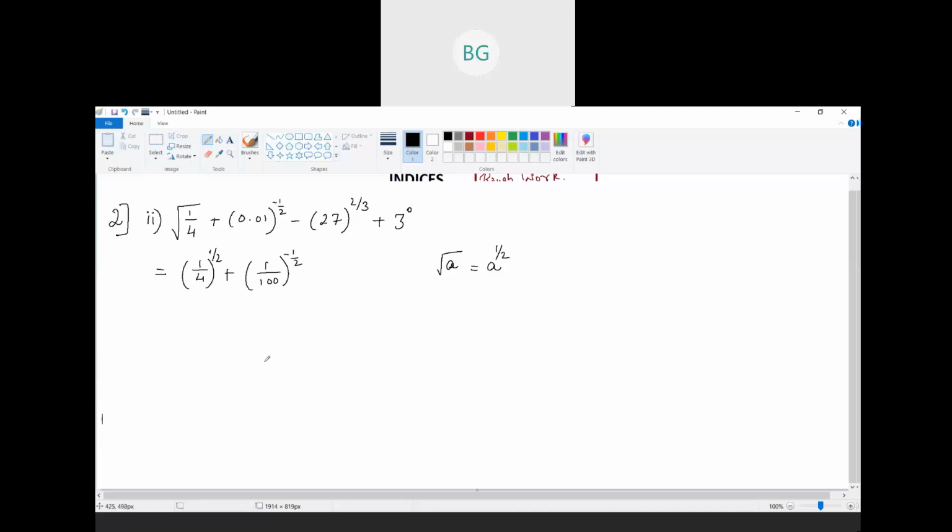Then we have third term, that is 27. Now 27 can be written as 3 raised to 3. So I write it as 3 raised to 3 and the power 2 by 3 as it is. Then we know. Now here it is 3 raised to 0. As I said, whenever the power is 0, irrespective of the base, the answer is always 1. So this will become plus 1. Getting it?